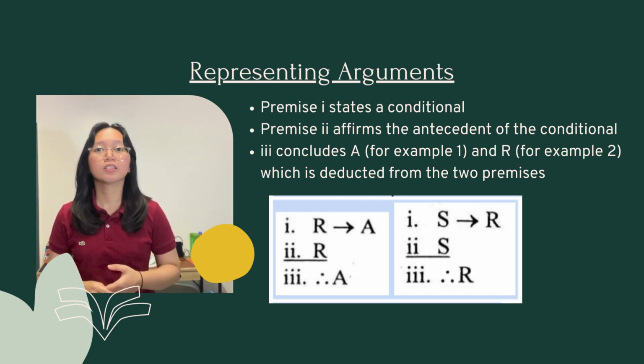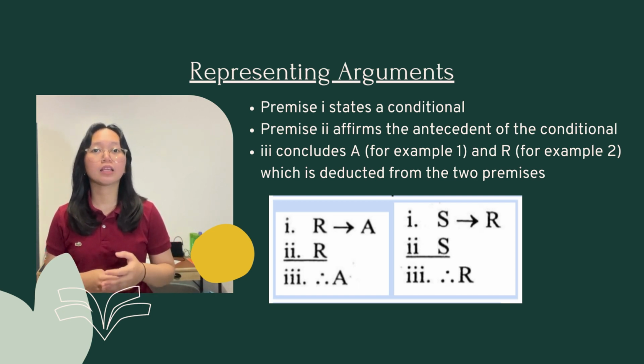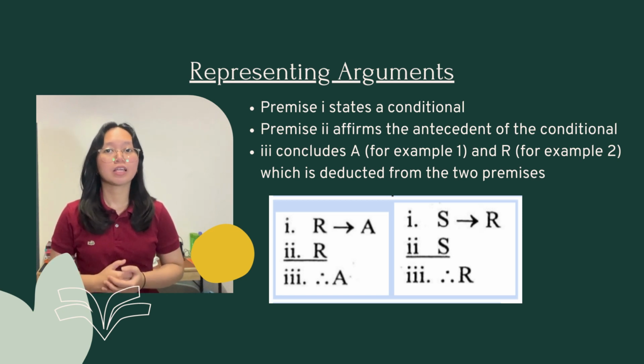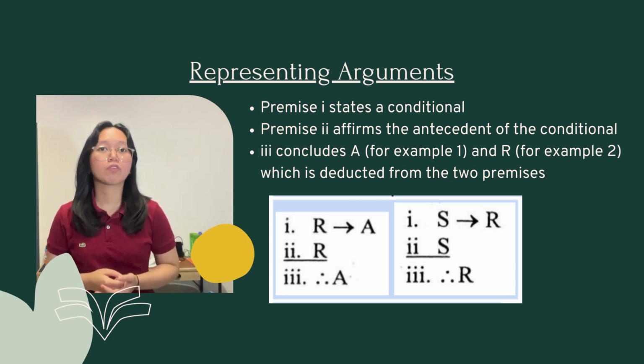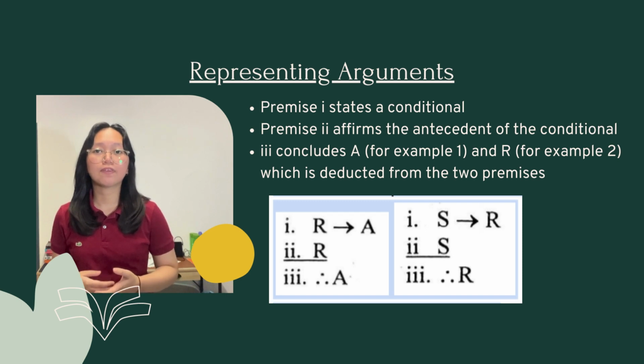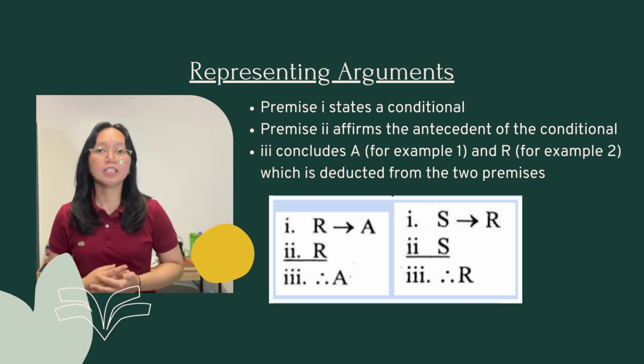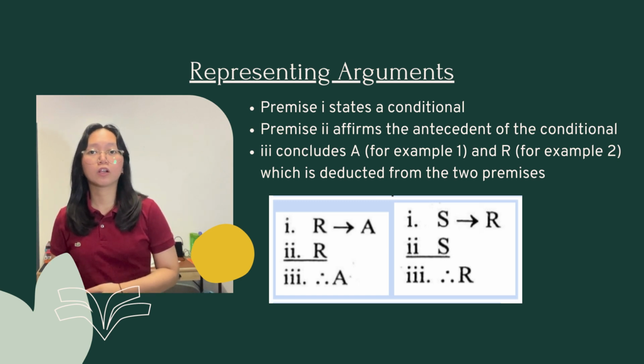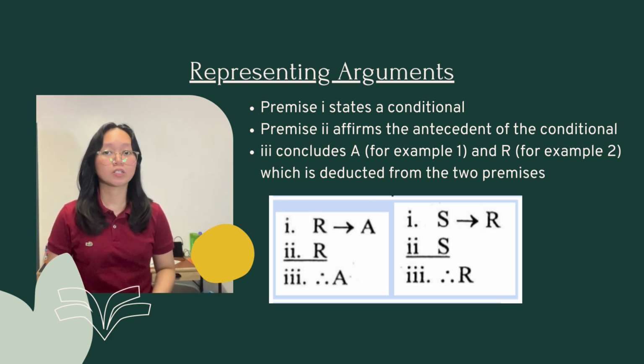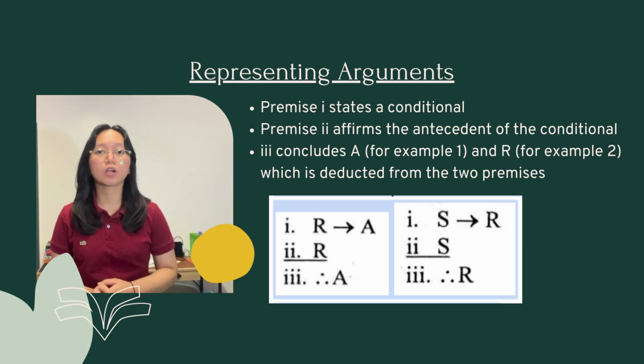To understand this, let us take a closer look at the if R then A example. The second part of this example affirms or states that R is indeed a fact. In addition to this, R is the antecedent from part 1. Antecedent meaning the letter that came before the arrow of the conditional representation. Next, the third part concludes, which is deduced from the two premises.